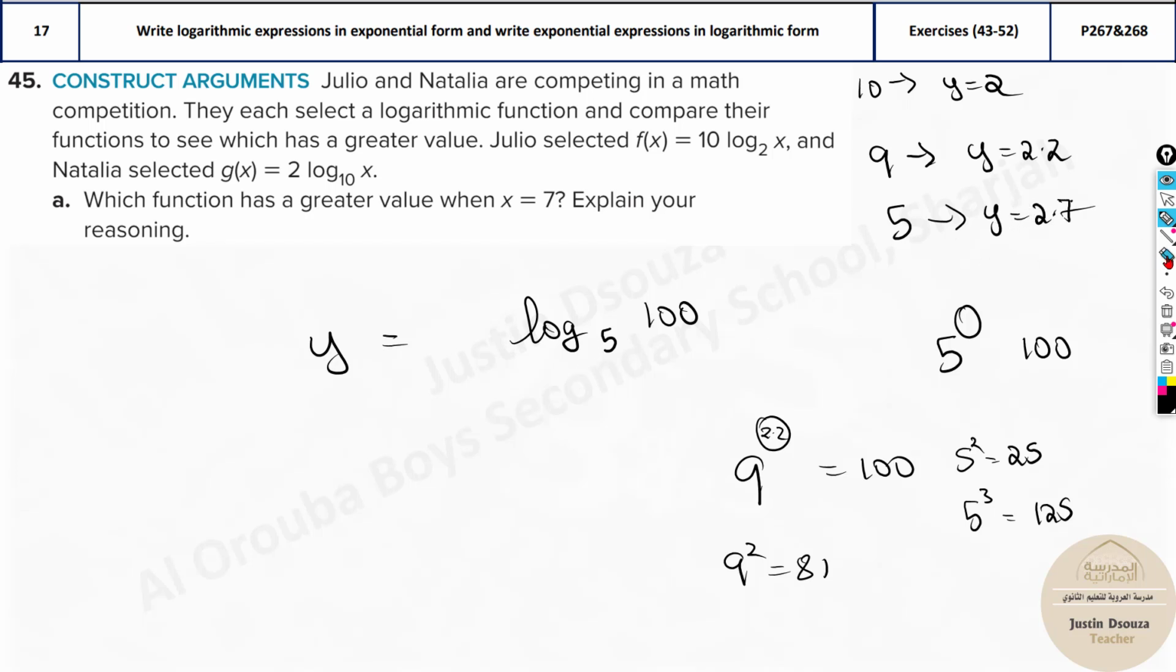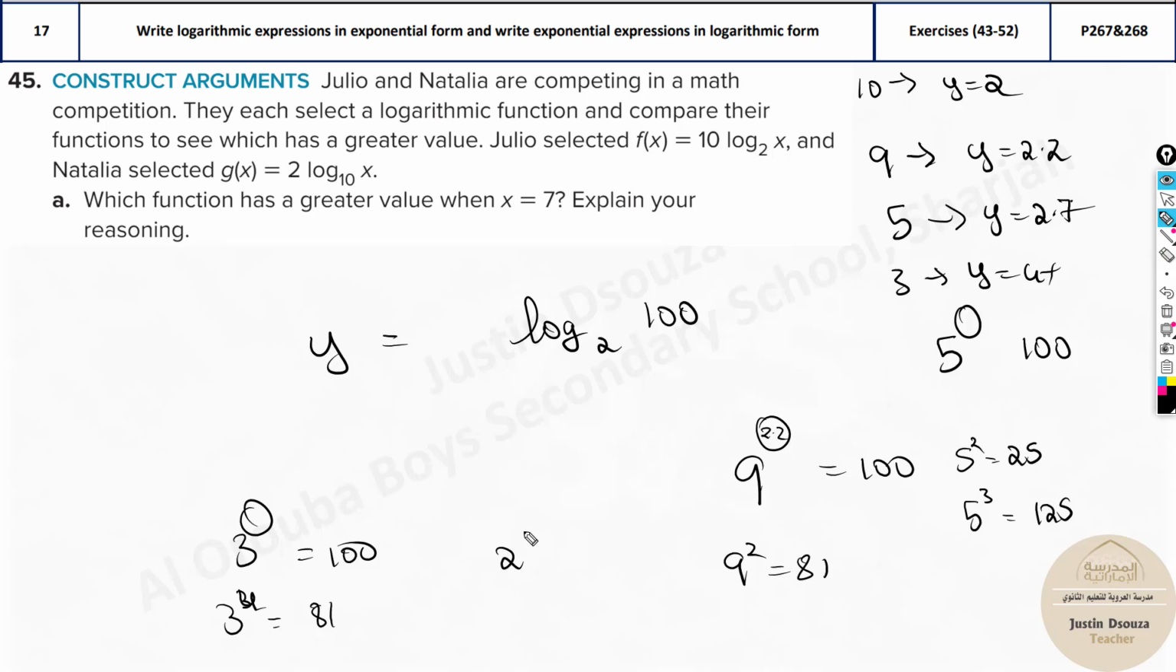Now let me go down still further. Let me take the base as 3. How many times do I have to raise 3 to get 100? I know 3 squared is 9, 3 cubed is 27, 3 to the power 4 is 81. So for base 3, it's more than 4. It's 4 and something. Okay? Now what if it's base 2?